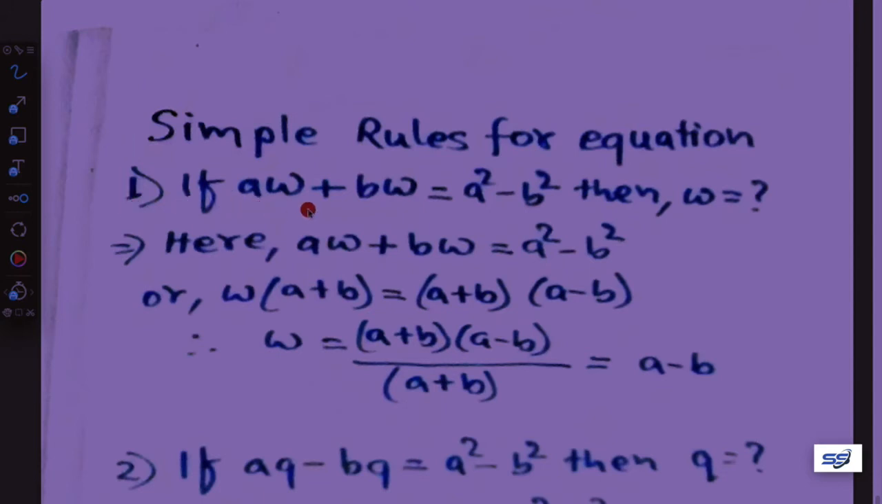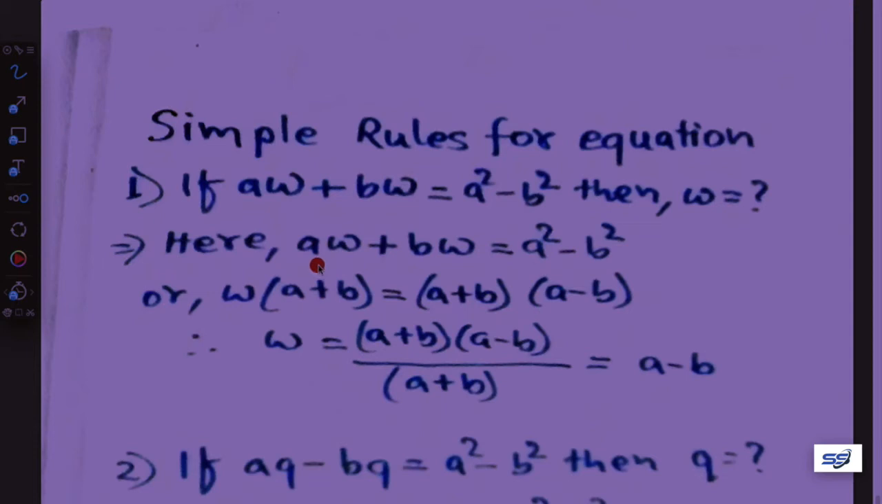See here, one rule. If aw plus bw equals a square minus b square. If our given equation comes as aw plus bw equals a square minus b square, in place of aw, bw it may be any number, equal to a square minus b square. Then what will be the value of w?